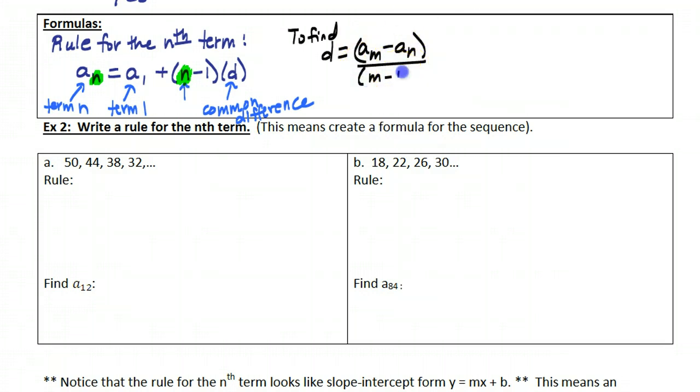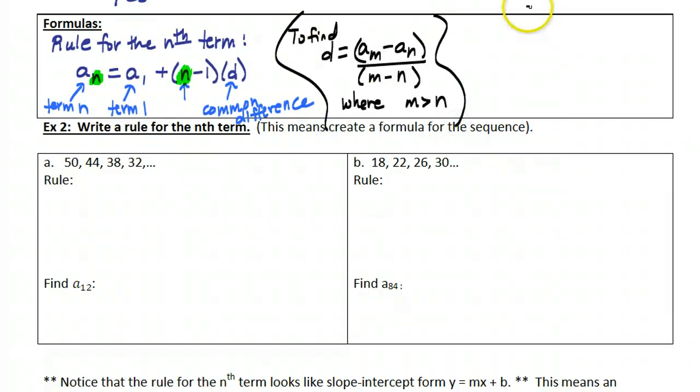So on top, a sub m, subtract a sub n, and on bottom, m minus n, and then the term m always has to come before term n. But that way I can use this formula even if I don't know two terms that are right in a row, which is really convenient. And I'll say more about this in a little bit. We'll use that formula throughout the lesson. Okay, so that's a side note.